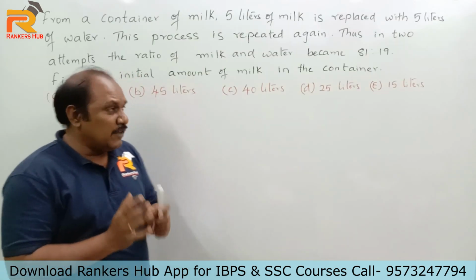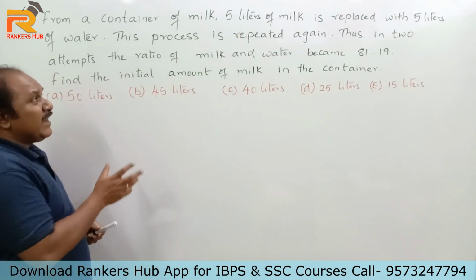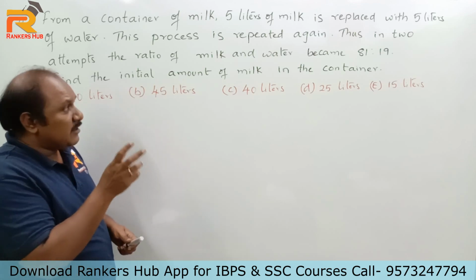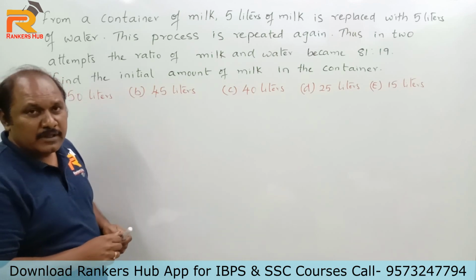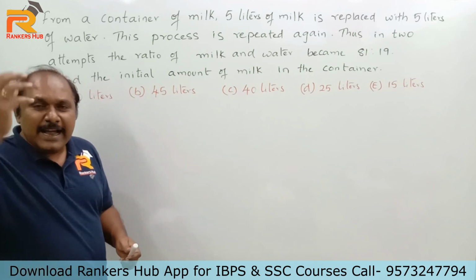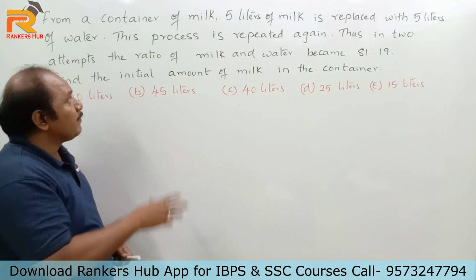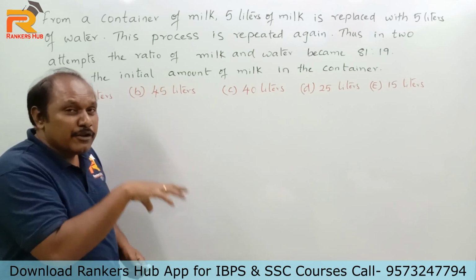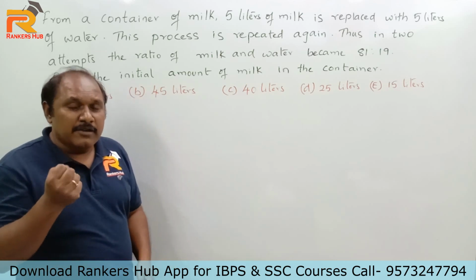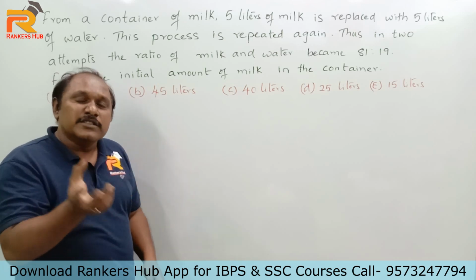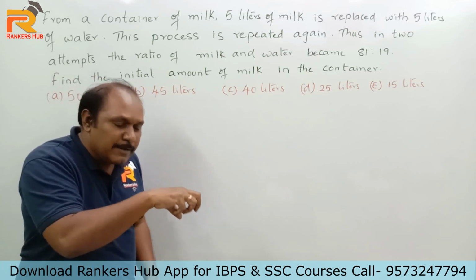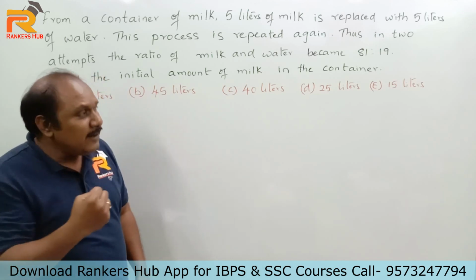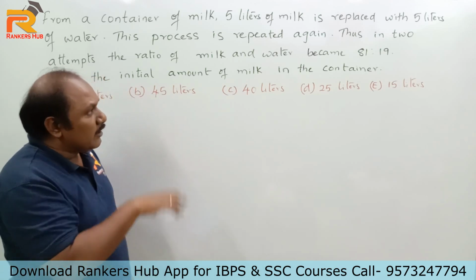Now let us see the fourth question. From a container of milk, 5 liters of milk is replaced with 5 liters of water. So you are taking out 5 liters of milk and replacing it with 5 liters of water. This process is repeated again, but the second time whenever you remove, can you remove only milk? Definitely no. The second time whenever you remove, you will be removing the mixture of milk and water. So you are repeating again and again, replacing with water.